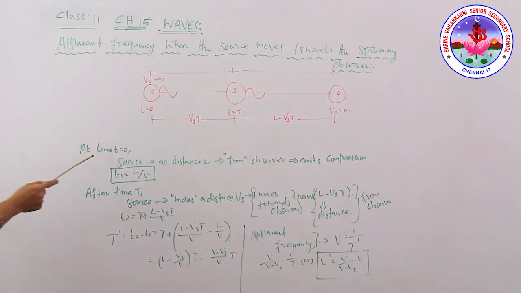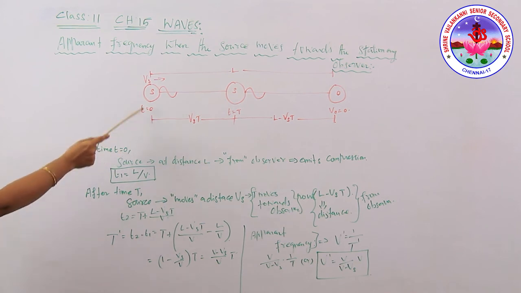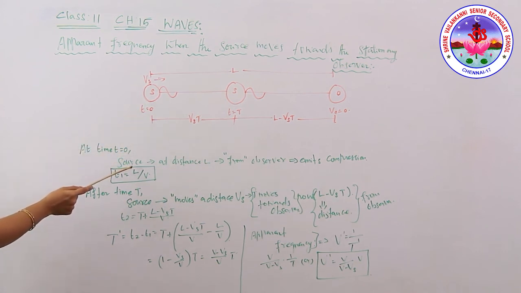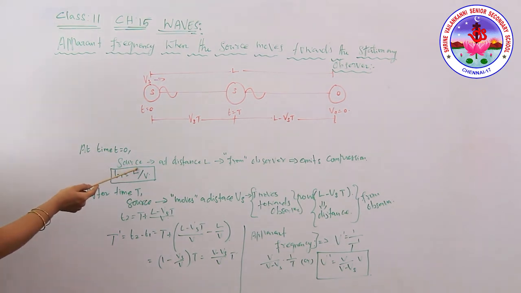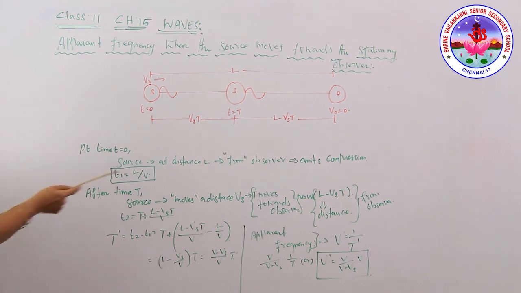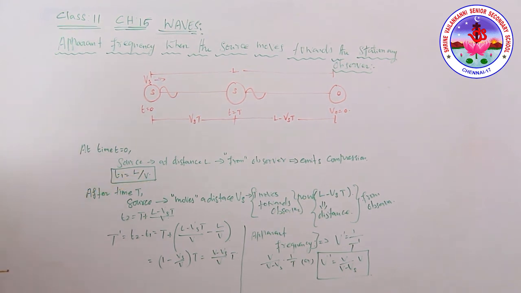Now suppose at time t equal to 0 the source is at a distance L from the observer, so that it emits a compression pulse. It reaches the observer at the time T1, which is equal to L by V, right? Distance by the speed. So T1 is equal to L by V.